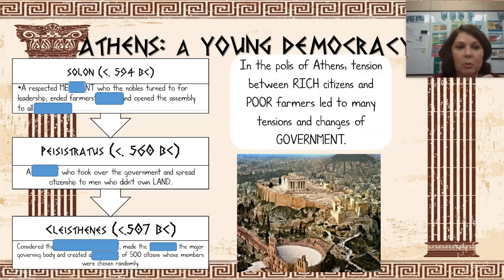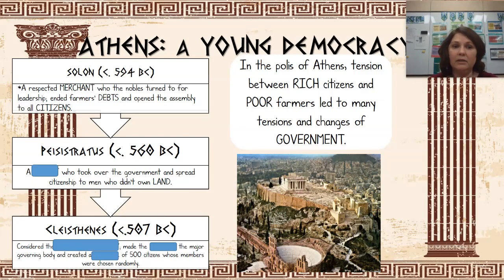So Solon, we want to look at him. He's a respected merchant. So he's one of the richer people. And the nobles are looking to him for leadership. He's going to end the debts that the farmers have and open the assembly to all citizens. So even though the farmers may have owned some land and they were rich, they were land-owning men who were born in Athens and they were citizens, they didn't have enough say in their government.